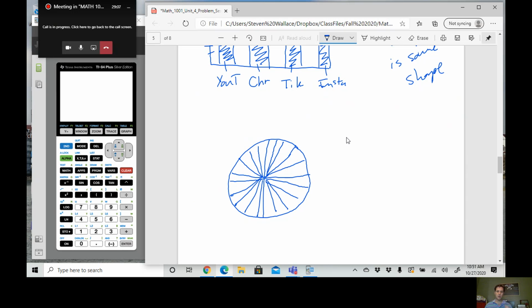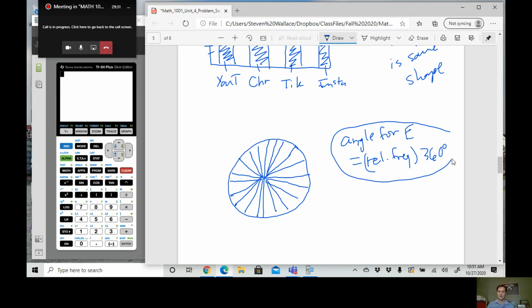Note, to find the angle for a given value, you can take the relative frequency and multiply it by 360 degrees. Or in this case, I'm just going to count up little pie pieces, okay? So YouTube got 6 pie pieces, right? So I'm going to make that blue.